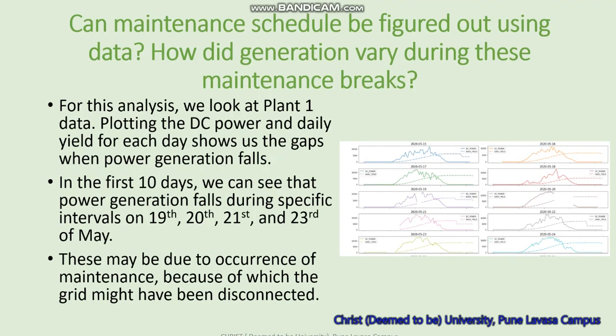We can also figure out the maintenance schedule for the different power plants by plotting the DC power and daily yield for each day. As we can see, for plant 1, maintenance was scheduled on 19th May, 20th May, 21st May and 23rd May, as there are gaps in the AC and DC power generation.